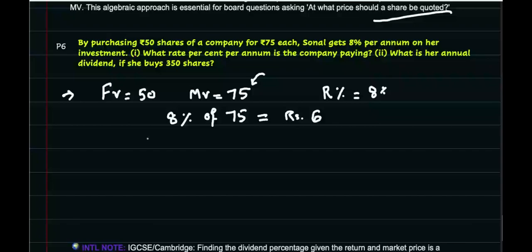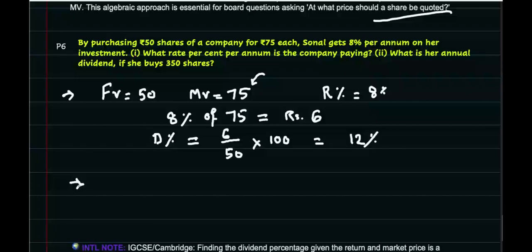This is a little reverse here. Face value is 50 and the dividend is rupees 6. So how will you get the dividend percentage? Whenever you are finding the dividend percentage, you will divide the dividend by the face value into 100. So 50 and 100, two times, so 12%. The company is paying how much dividend? 12%, and she is getting the return percentage as 8. Understood? So this is the first point.